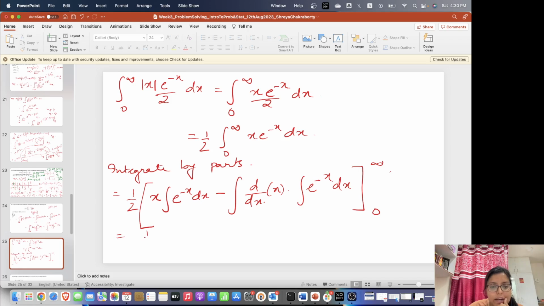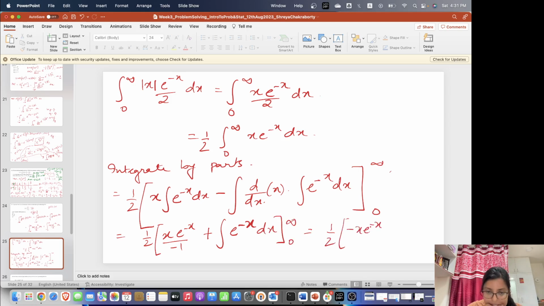So this we can write as half x e to the power minus x by minus 1 minus, so this minus will come out, d dx is 1, so we'll have plus e to the power minus x dx, 0 to infinity. So this will be half minus x e to the power minus x minus e to the power minus x, 0 to infinity.